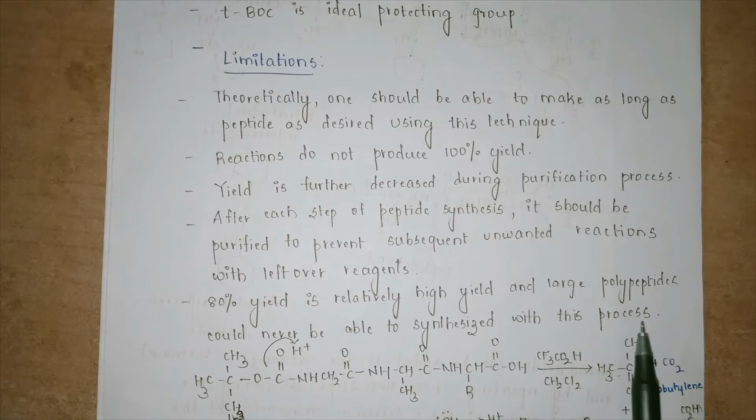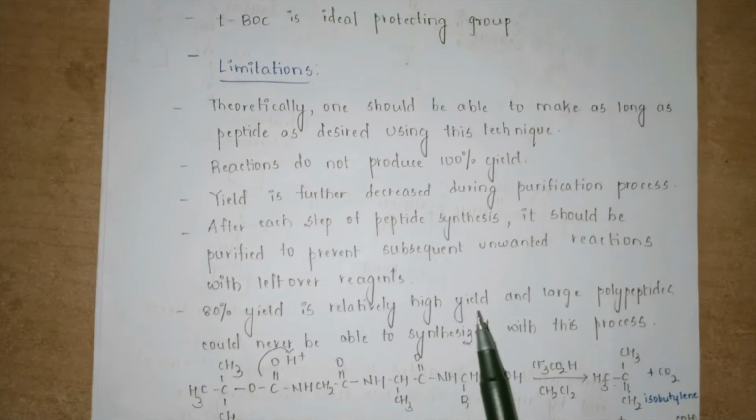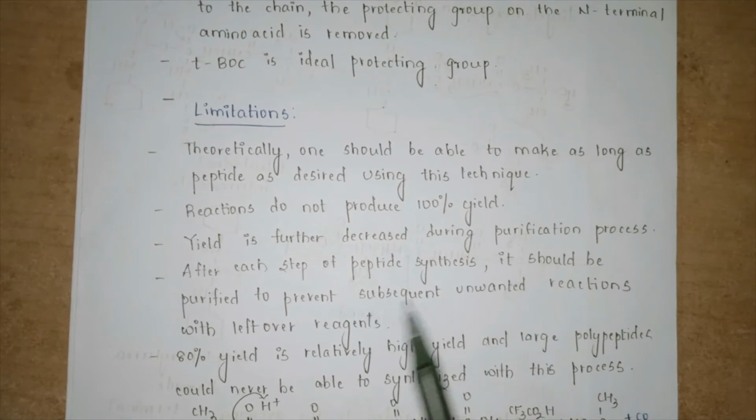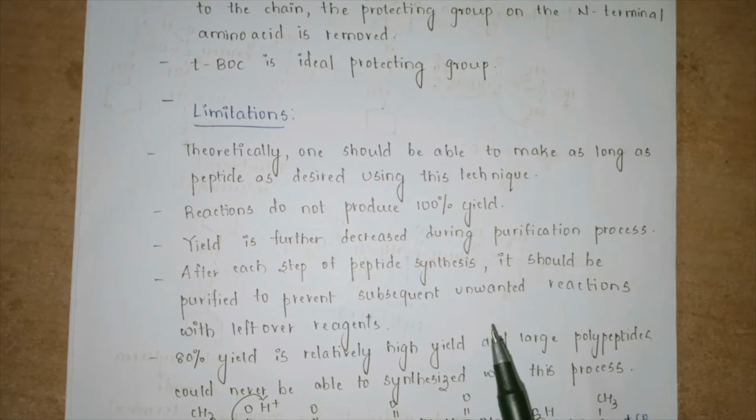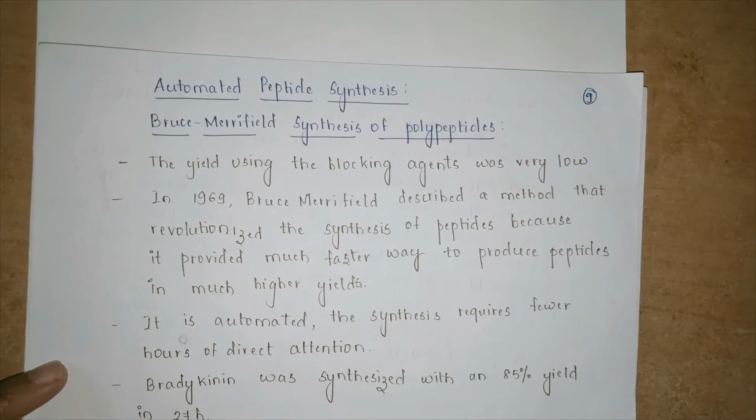The major problem here is that monopeptides, dipeptides, or up to oligopeptides we can synthesize, but longer polypeptide systems could not be synthesized, because at every step there is a purification process, and in turn the yield goes on decreasing. So this is how the trivial method of N protection and C activation to give a monopeptide or dipeptide system has a few limitations.